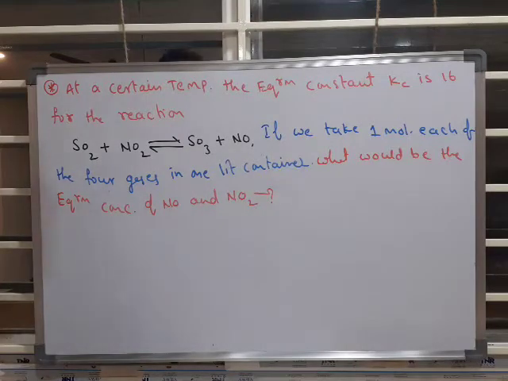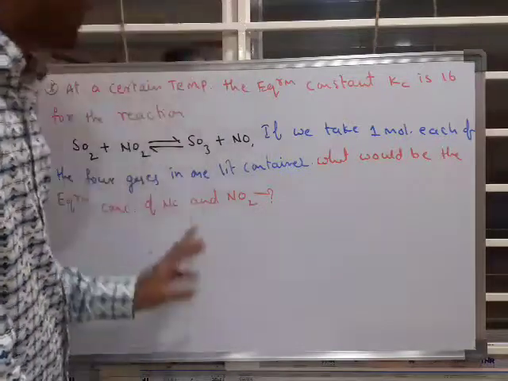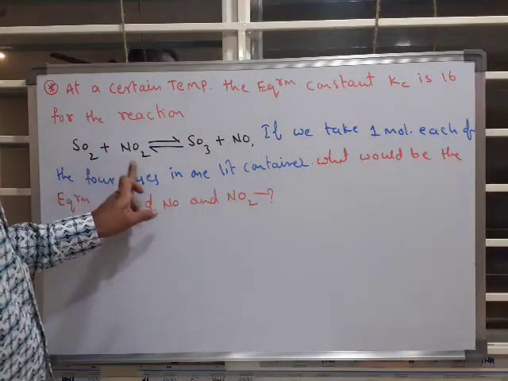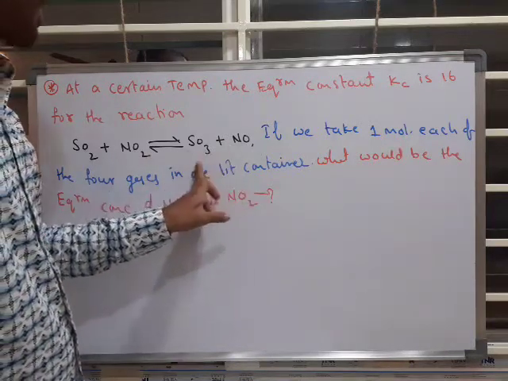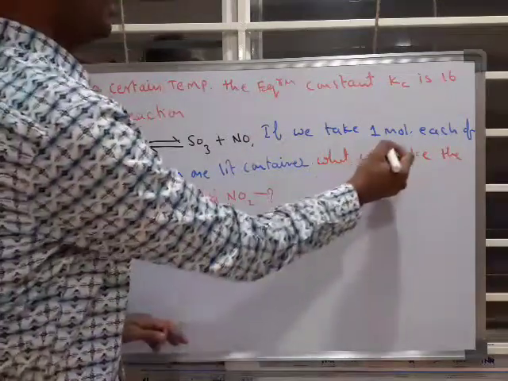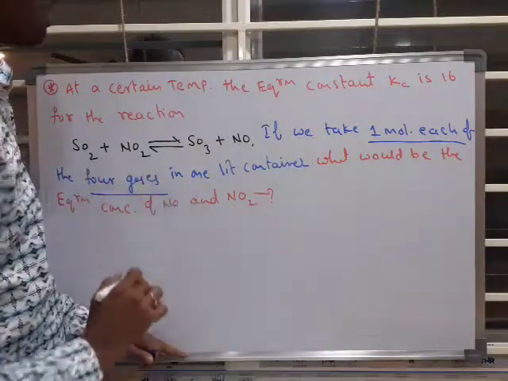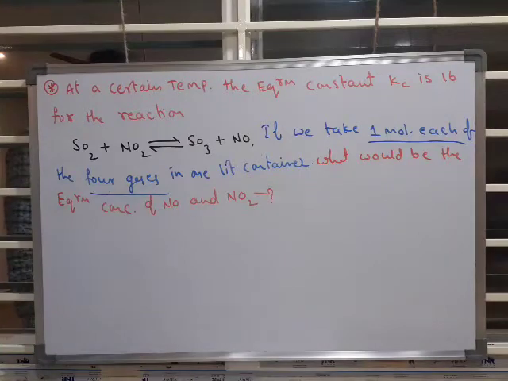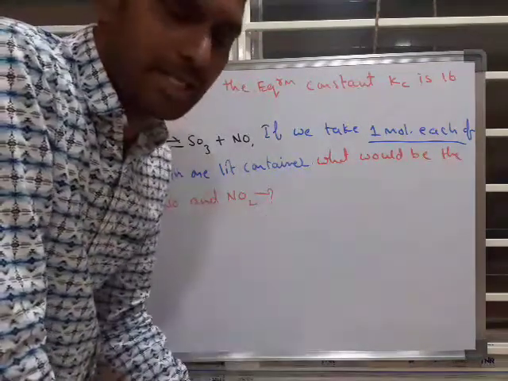Let's see the last one. So it is also a very important model. See that a reaction is given: SO2 plus NO2, sulfur dioxide plus nitrogen dioxide gives rise to sulfur trioxide and NO. So here, if we take 1 mole of each of the 4 gases in a 1 liter container. So in a 1 liter container it is taken. Okay. So the 4 gases are taken in 1 liter.